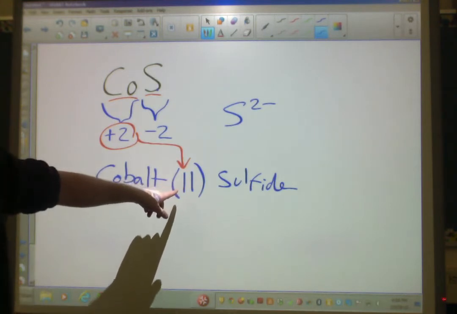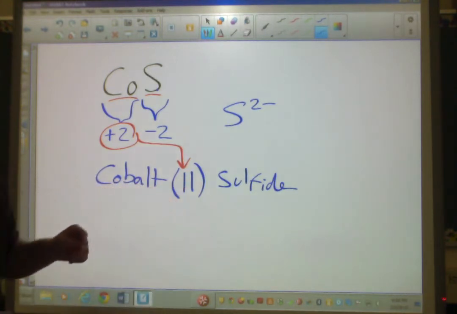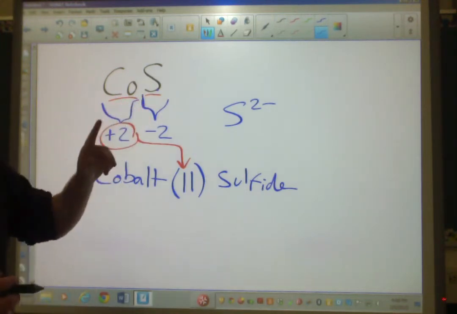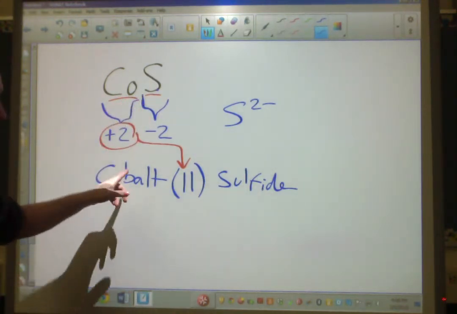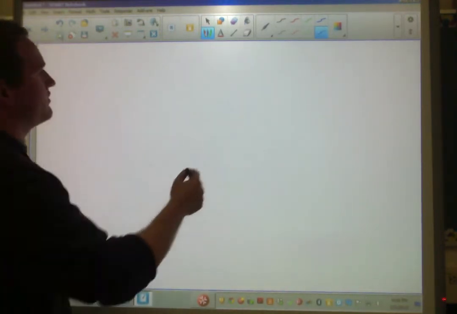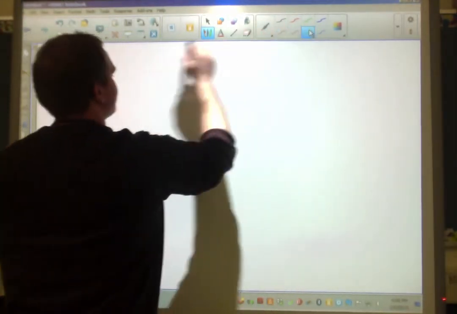People mistakenly think that the number here is the number of cobalt. So they'll say, oh, well, I have one cobalt, so I'm going to write cobalt 1 sulfide. That's incorrect. The charge is this number here. And just to quickly demonstrate why we actually have to do this, let's run through a couple quick examples here.